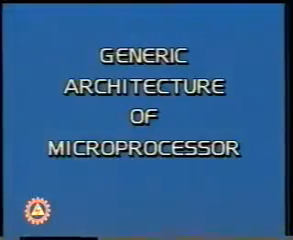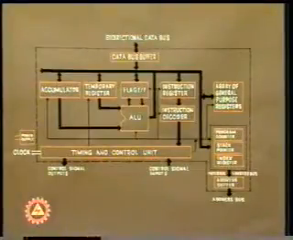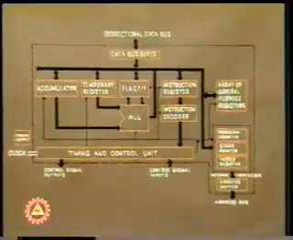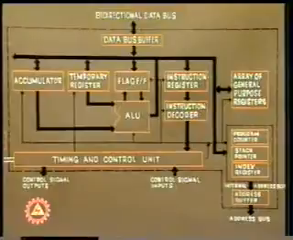Hello viewers, you are already familiar with how microprocessor operates as a programmable sequential and von Neumann machine. Today I would discuss the generic architecture of a microprocessor. Then I would discuss a specific microprocessor, Intel 8085A. The generic architecture containing various functional components is shown in the schematic diagram.